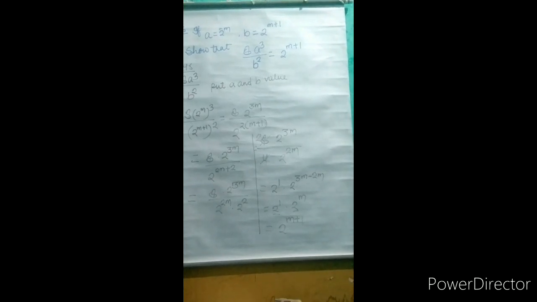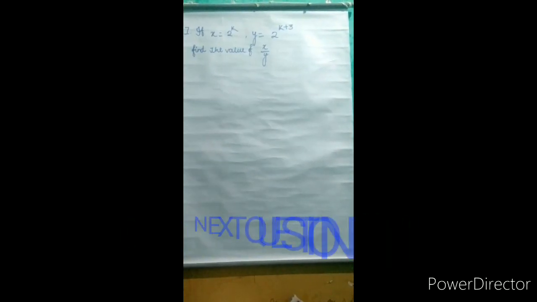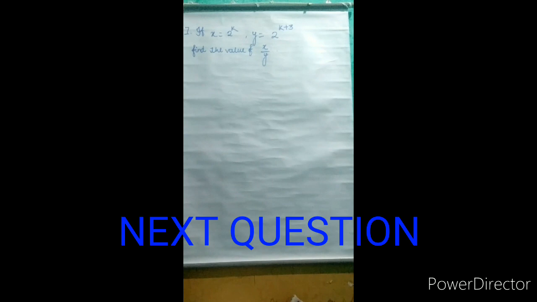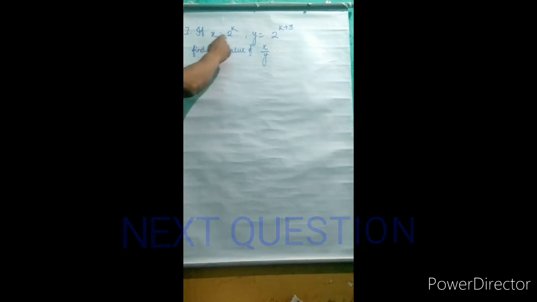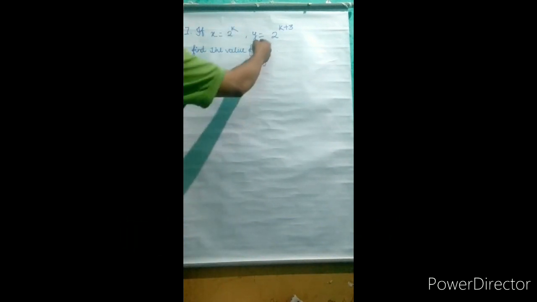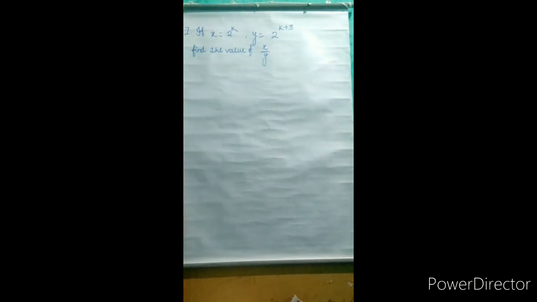Next we will do another question. This is our next question. x is equal to 2 raised to power k, y is equal to 2 raised to power k plus 3. So we need to find out the value of x over y. So see now, x over y, place values: 2 raised to power k over 2 raised to power k plus 3.